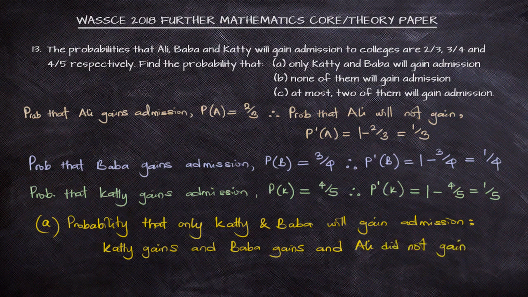And since we found the expression of these probabilities, we can input our values, and in the case of "and", we use multiplication. So Katie gains is probability of K, which is 4/5. Baba gains is probability of B, which is 3/4. Then Ali fails is P prime A, which is 1/3. Now dividing, we can cut 3 out, and 4 can also cut. This will leave us with 1/5. So the probability that only Katie and Baba will gain admission is 1 divided by 5.